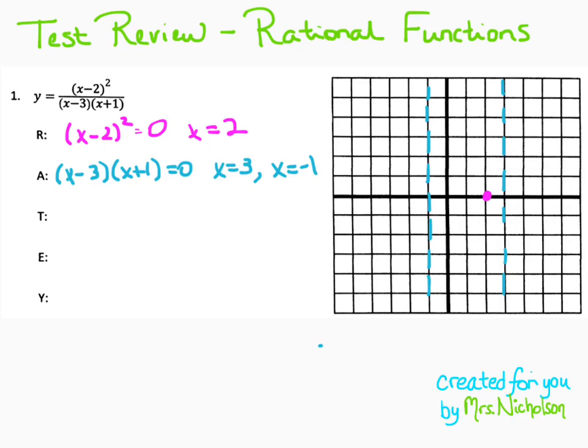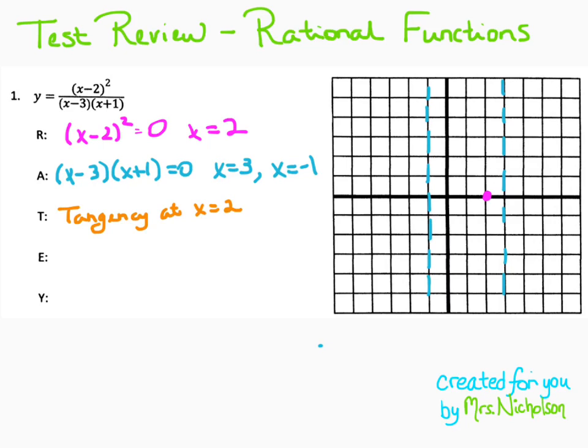Okay, next up is the T, which stands for tangency and togetherness. And to determine this, we're looking for squared factors in the factored form of our equation. And so I notice that I do have a squared factor in the numerator. And so that means I'm going to have tangency at x equals 2, because that's the root of that factor that's squared.